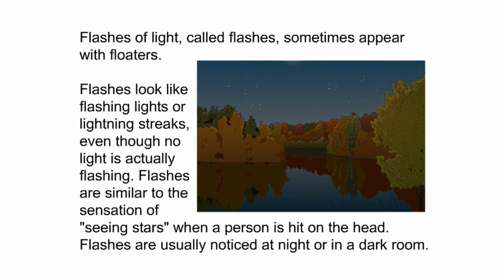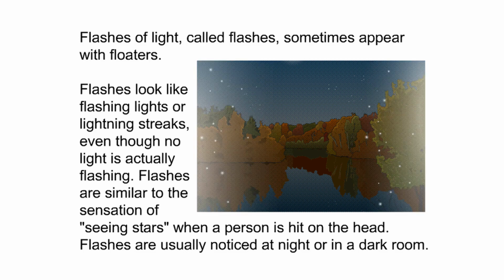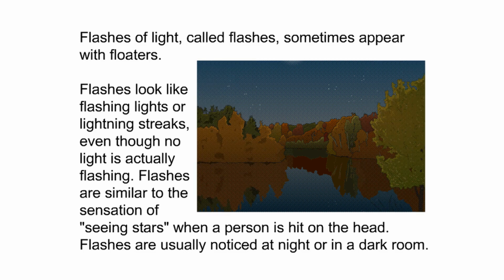Flashes of light, called flashes, sometimes appear with floaters. Flashes look like flashing lights or lightning streaks, even though no light is actually flashing. Flashes are similar to the sensation of seeing stars when a person is hit on the head. Flashes are usually noticed at night or in a dark room.